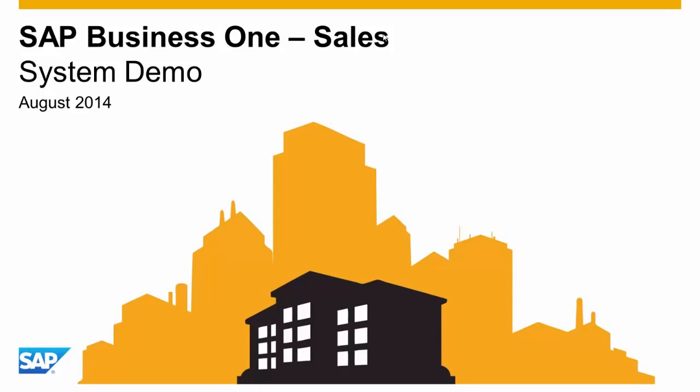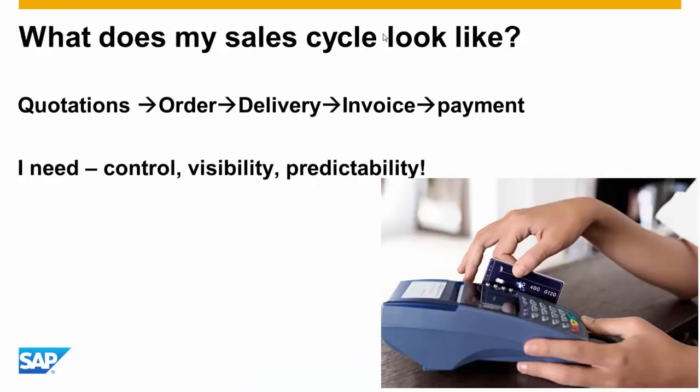Welcome to the SAP Business One Sales System demonstration. Sales and logistics is a critical part of any company's success, from the creation of sales quotation all the way to billing and payment. This process must be well controlled, organized, and predicted both from the company side and the customers.